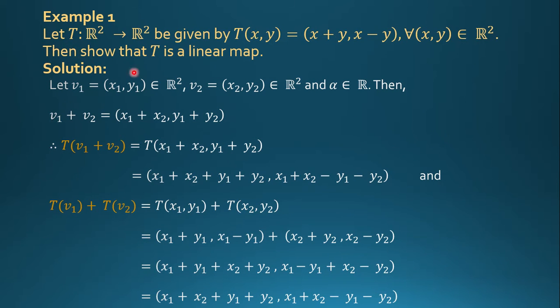Example: let T from R2 to R2 be a given transformation, from V to W. In the definition, transformation of (x, y) is equal to (x plus y, x minus y) for every (x, y) belongs to R2. Then we have to show T is a linear map.